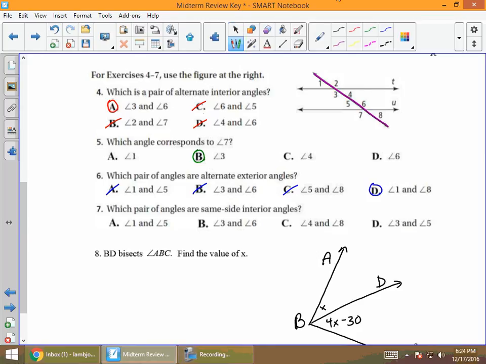Number 7 wants same side interior, same side of the transversal. 1 and 5 are corresponding. That is not right. 3 and 6 are alternate interior. 4 and 8 are corresponding. 3 and 5, there's your right answer. Those 2 are same side interior.